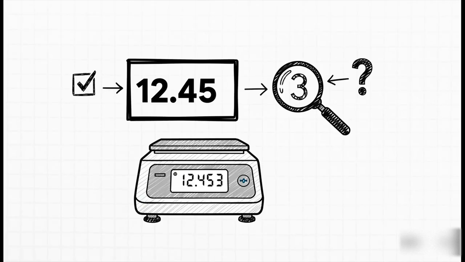Let's try another one. Imagine an analytical balance in the lab gives you a reading of 12.453 grams. What is that number actually telling you? It's saying, hey, I am absolutely positive about the 12.45. That last digit, the 3, that's the instrument's best guess. So in total, this number has 5 significant figures, 4 that are certain and 1 that's uncertain.